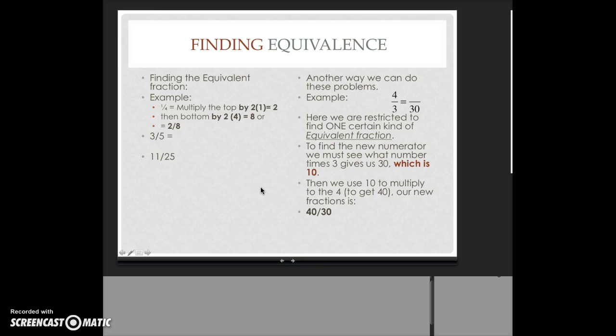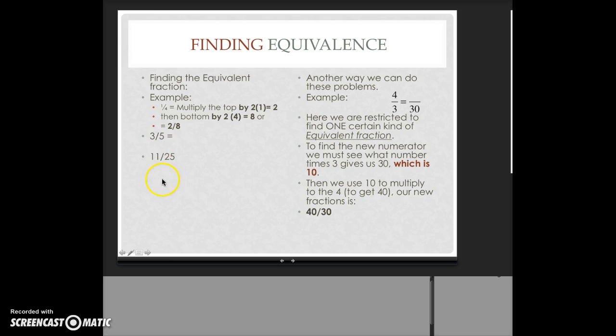Finding equivalents is another little skill we need to learn. This is a little bit more complicated in the sense that every fraction has an equal fraction to itself. For example, 1/4. If we want to find the equivalent fraction of 1/4, we just multiply the top and bottom by 2. So if I multiply the top, 2 times 1 is 2. Then the bottom, 2 times 4 is 8. I can rewrite the equivalent fraction as 2/8.